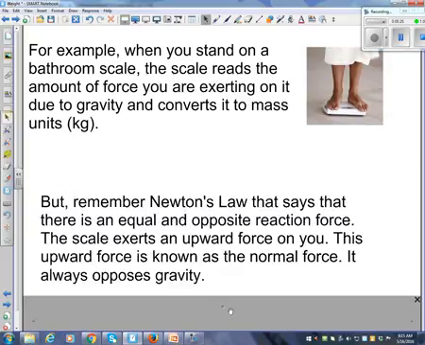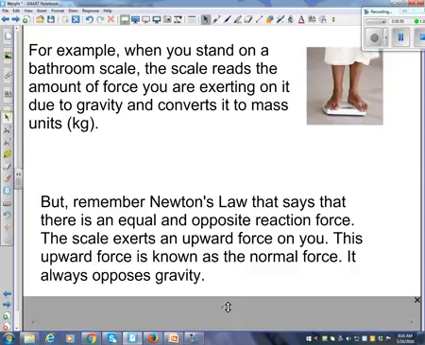Okay, so remember Newton's law says there's an equal and opposite reaction force. The scale exerts an upward force on me. If gravity's pulling me down with 850 newtons, I'm pushing on the scale with 850 newtons. How much does the scale push up on me? 850 newtons. Equal and opposite. That's how the scale knows.